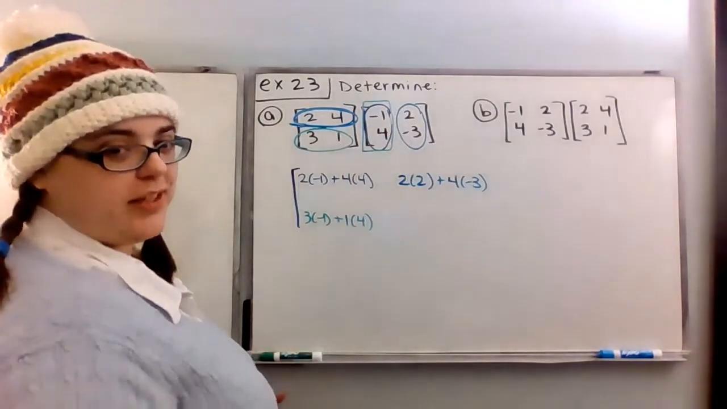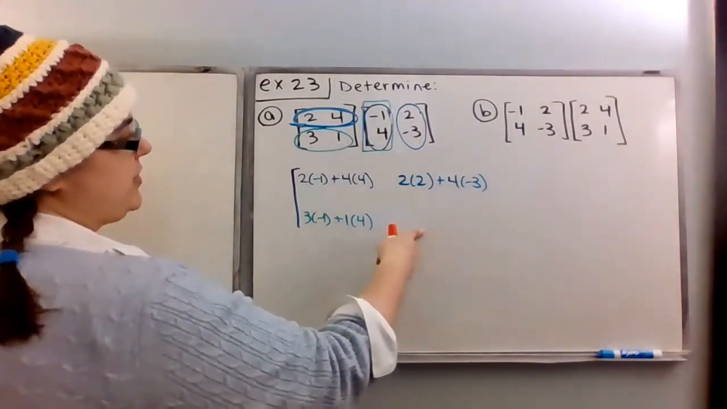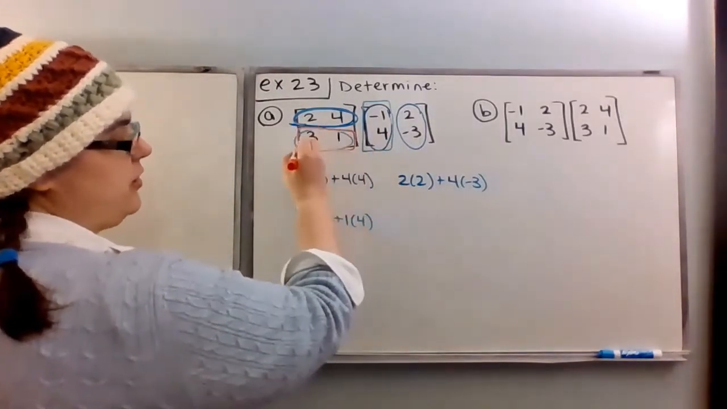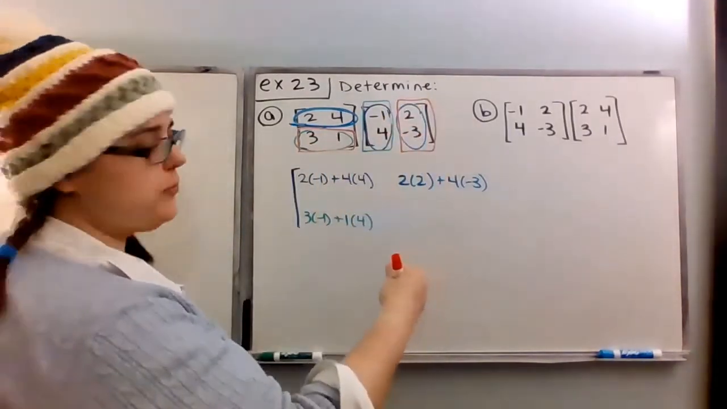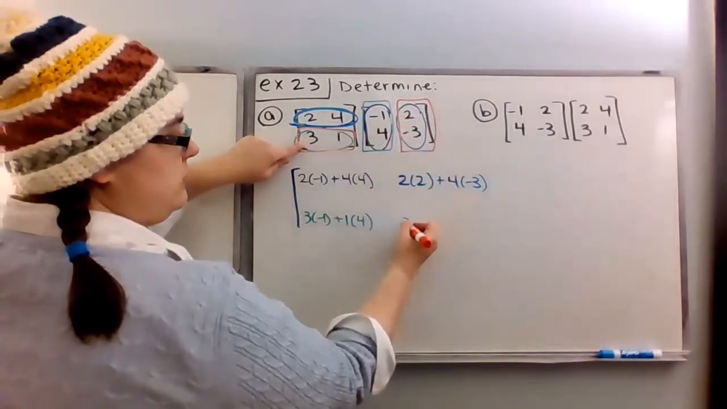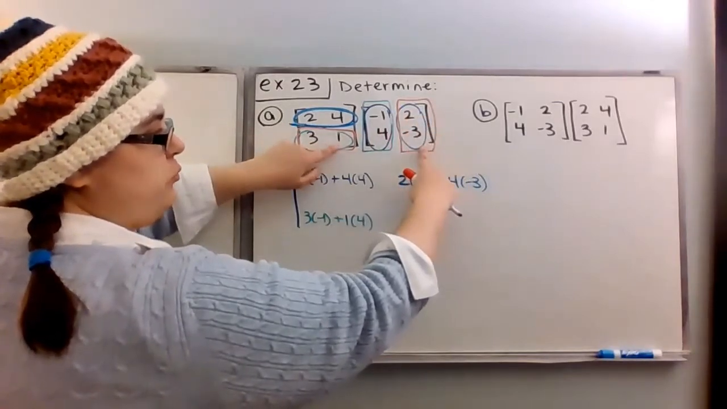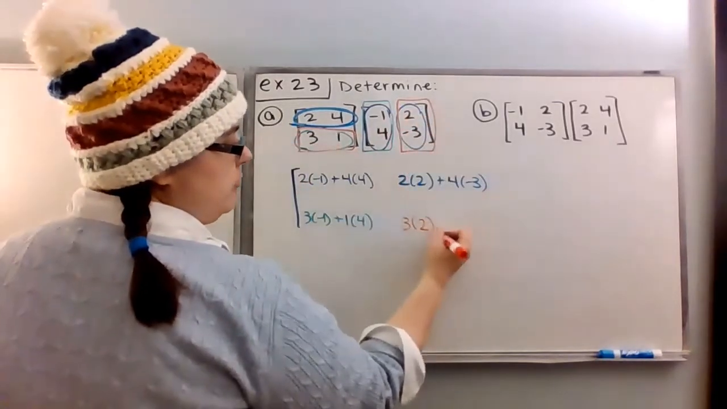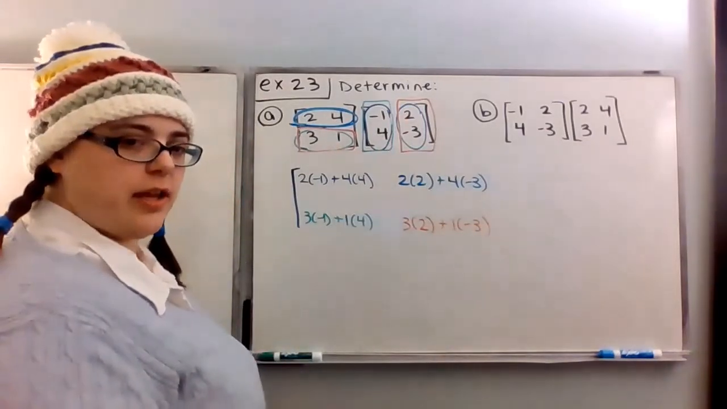And lastly, we need the last coordinate. We need our 2-2 position. So we're going to take the second row and now the second column to get that 2-2 value. So we're going to do 3 times 2. I move over and I move down. 1 times -3. And I add those pieces together.